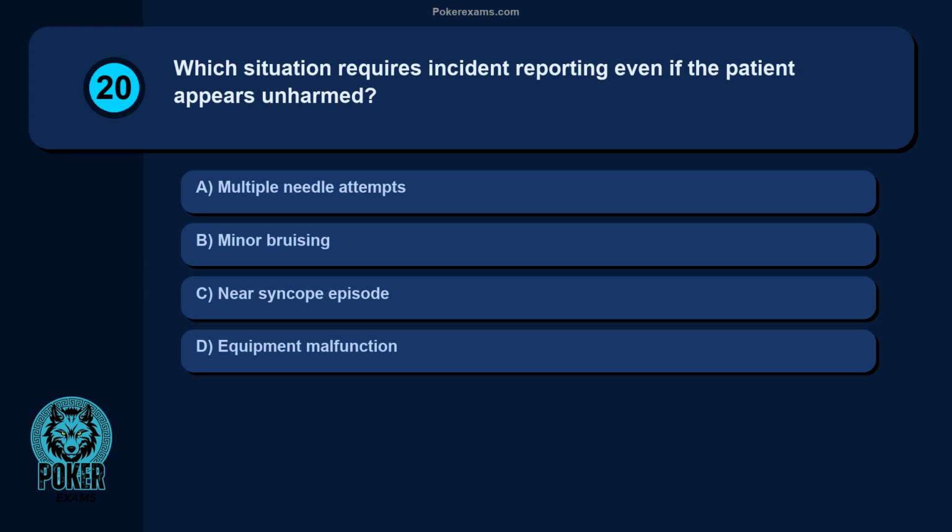Question 20. Which situation requires incident reporting even if the patient appears unharmed? Multiple needle attempts. Minor bruising. Near syncope episode. Equipment malfunction.